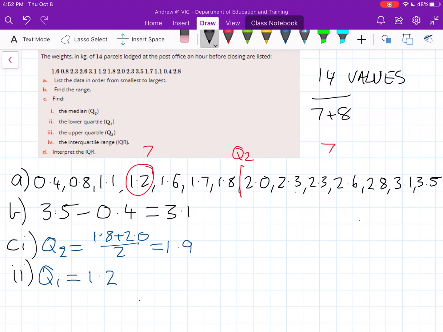Now we're going to look at Q3, and this is done the exact same way, but on the upper quartile. We've got 7 numbers, so a good way to think about it, I normally add 1 and halve it, and that's what number it's going to be when it's an odd number. So half of 8 is 4, so it's going to be the 4th number, which is 2.6. This is going to be Q3.